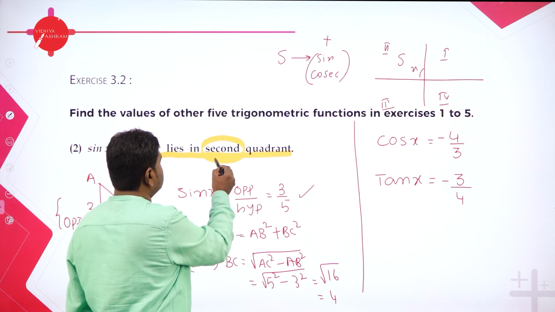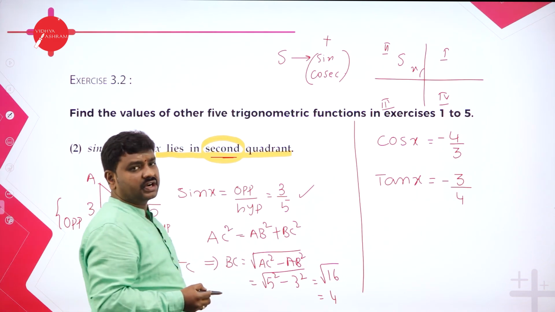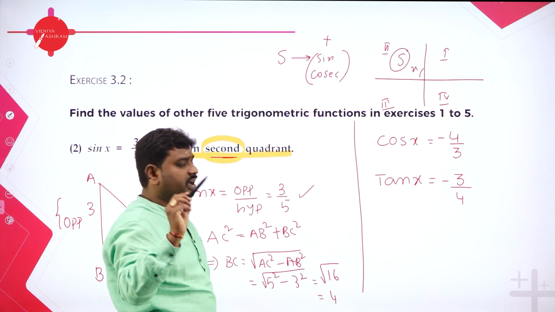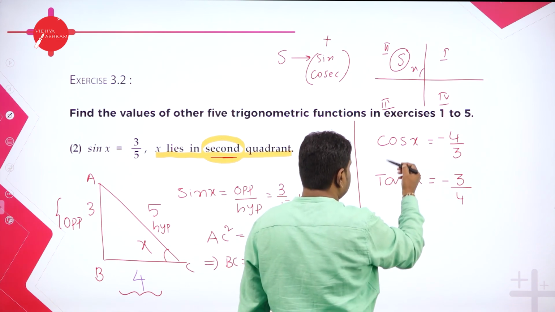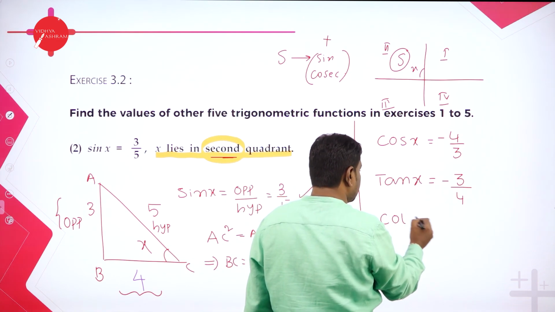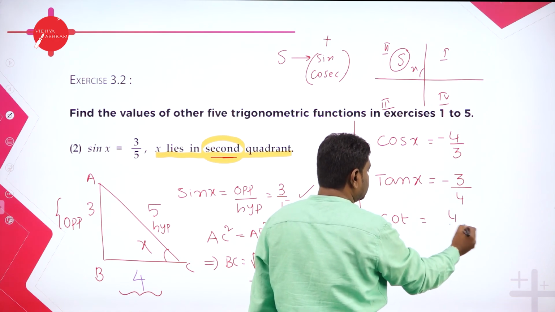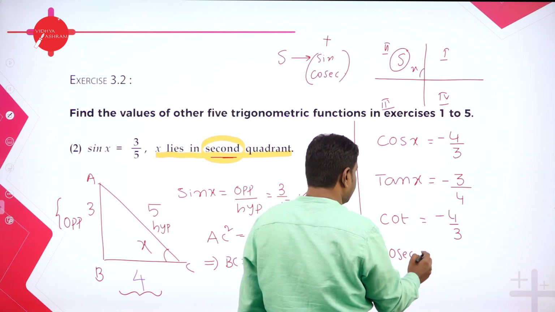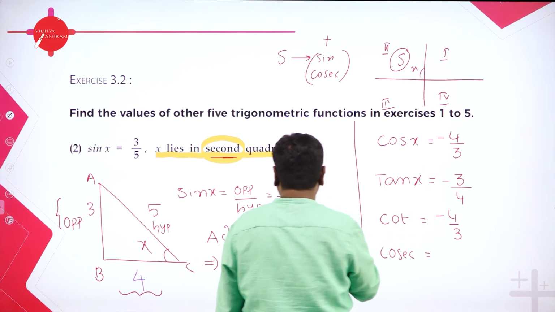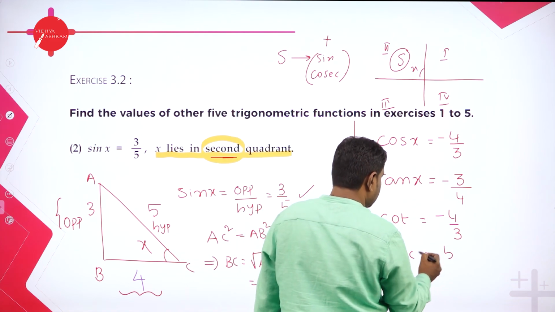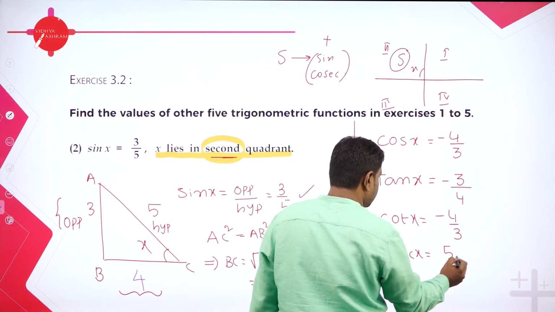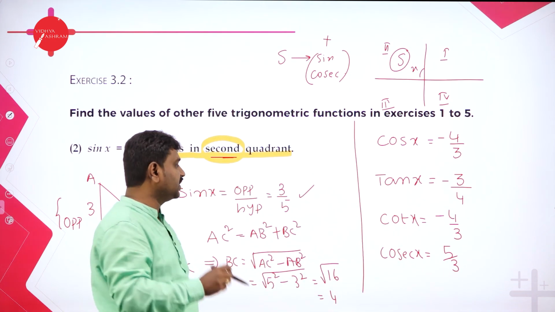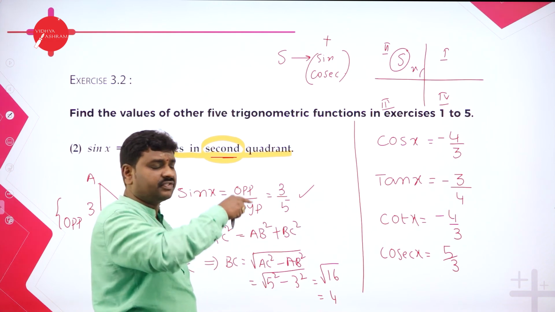Why? Because x lies in the second quadrant, where the alphabet is S. Sine and cosecant are positive, and the remaining all are negative. So tan is negative. Then cot is the reciprocal of tan, reversed: 4 by 3, again minus. Cosecant is the reciprocal of sine. Cosecant theta is 1 by sine theta. Sine is 3 by 5, so cosecant is 5 by 3.